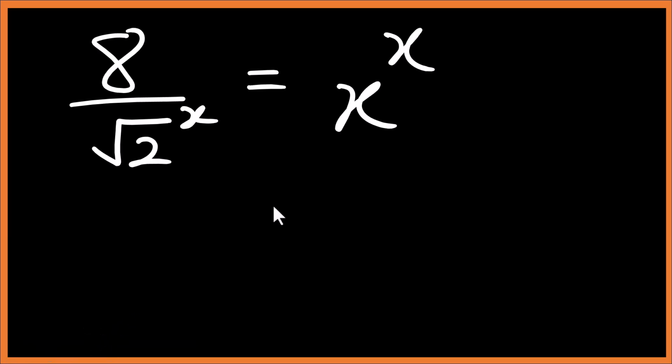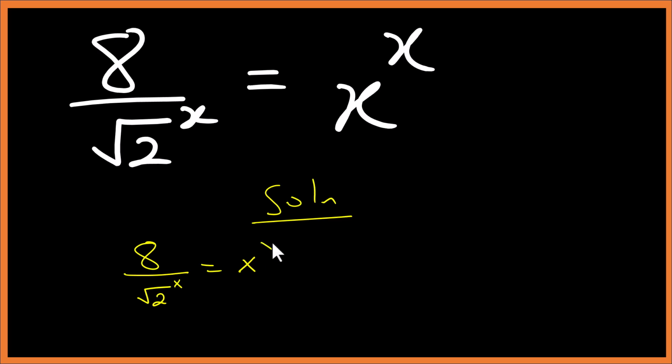Alright, so this time we are given 8 over square root of 2, raised to x, equals x raised to x. Okay, so solution. We have 8 over square root of 2, raised to x, equals x raised to x.